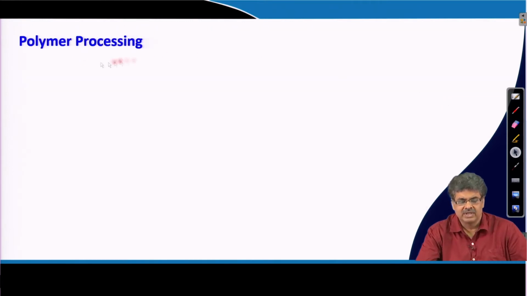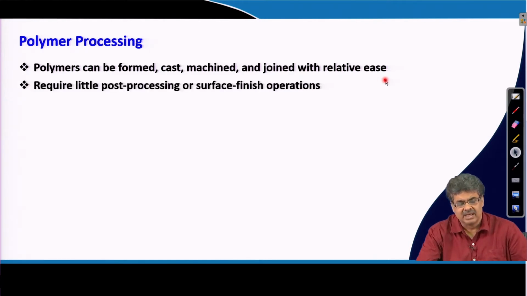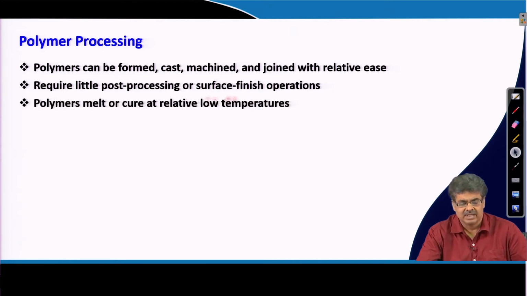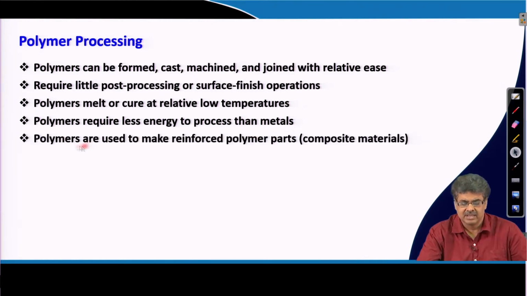Now, I will move to polymer processing in brief. Polymers can be formed, cast, machined and jointed with relative ease, and require very little post processing or surface finish operation. Polymers melt or cure at relatively lower temperature compared to, say, a metal or a ceramic, and as a result polymers require lower energy to process compared to materials like metal. And polymers are used to make reinforced composites.